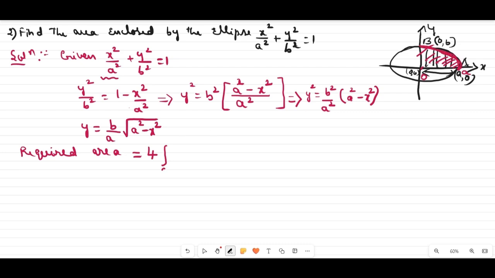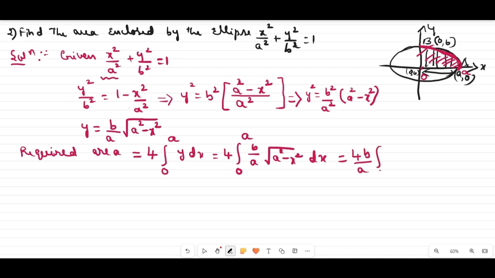So integral from 0 to a of y into dx. As you know the y value, substitute over there. Integral from 0 to a, b by a into root of a square minus x square. Now see here, b by a is a constant, so I will take it outside the integral: 4b by a integral from 0 to a of root of a square minus x square. As you know the formula for root of a square minus x square, apply that formula.